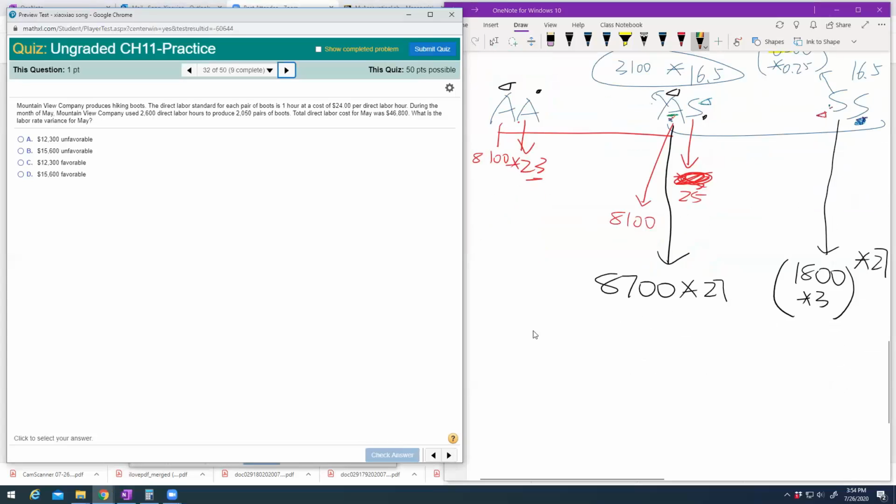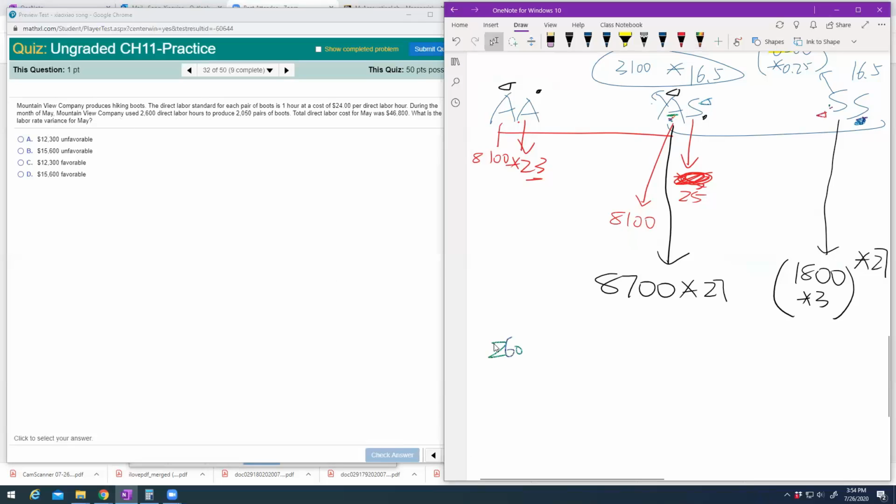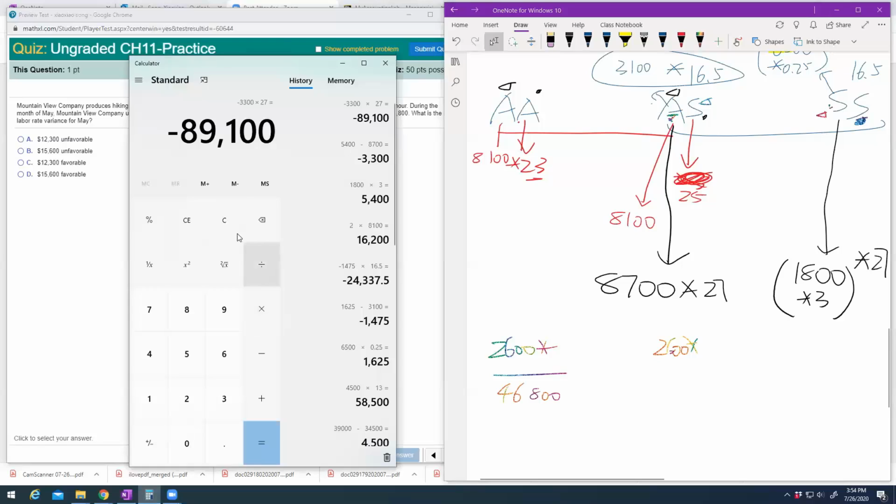Okay, next one for the labor rate variance. I'll do it one more time. Actual standard. Asking about the rate, right? So let's look at this one. Actual is you used 2,600, and then the actual is total direct labor. So totally is 46,800. You can just use that one, but I want to get the rate.